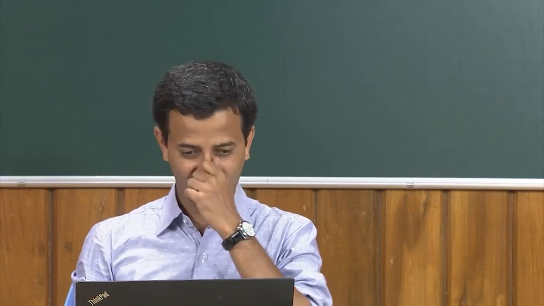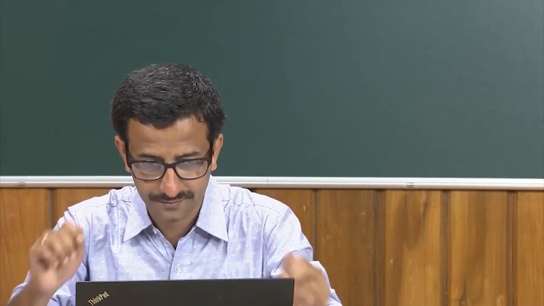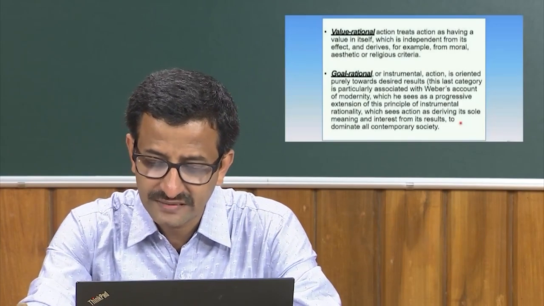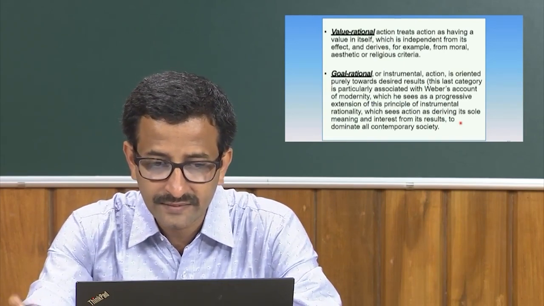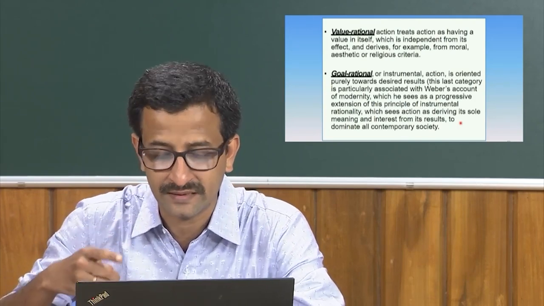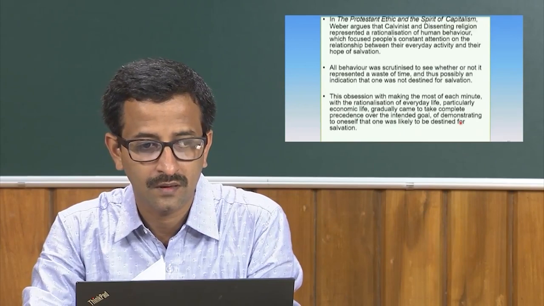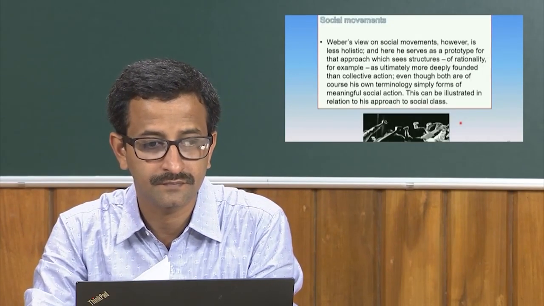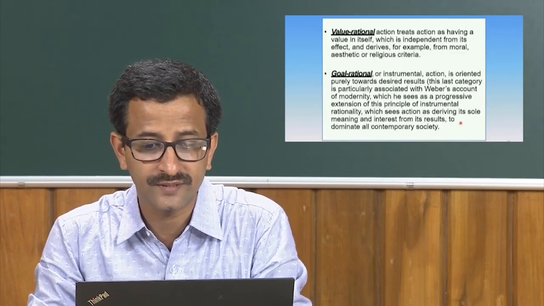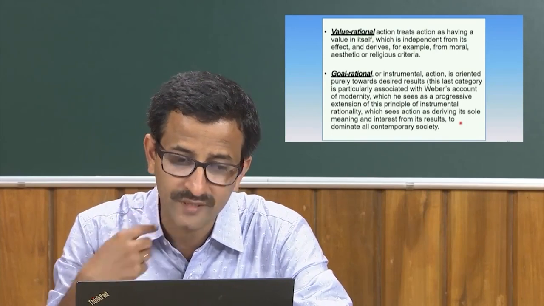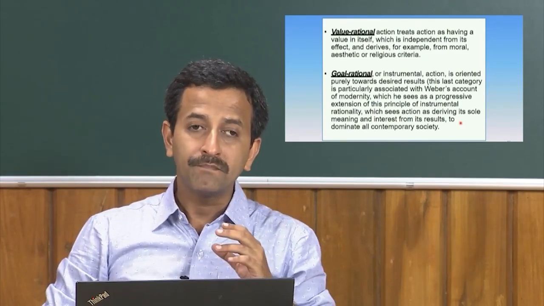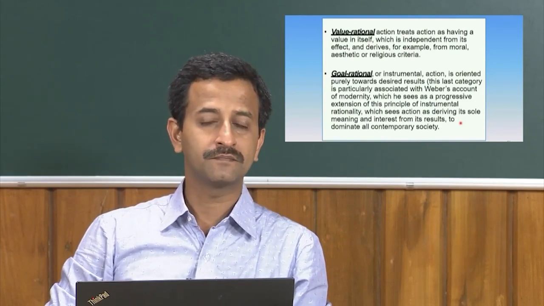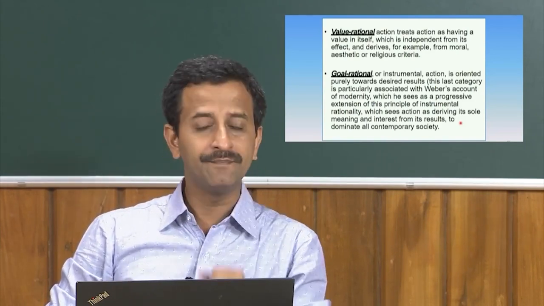For Weber, then, Weber dwelt upon goal rational social action, which is alternatively known as instrumental rationality. I mean action that is oriented purely towards desired results. Goal rational social action or instrumental rationality involves a specific goal, objective, aim and so on.